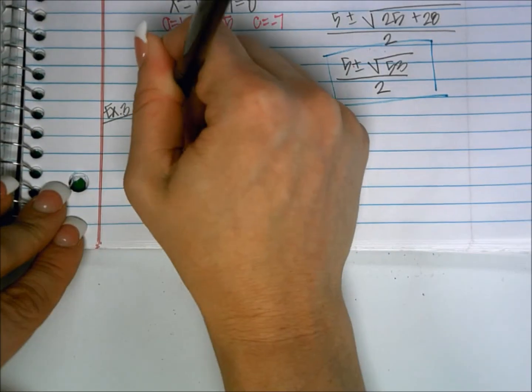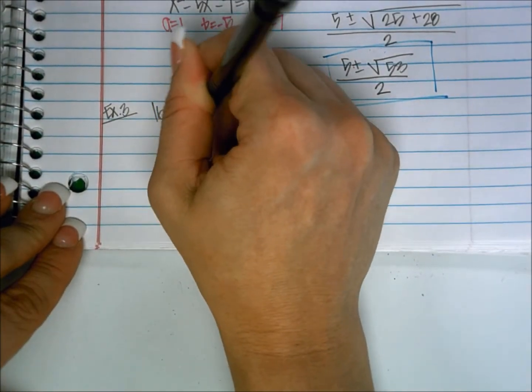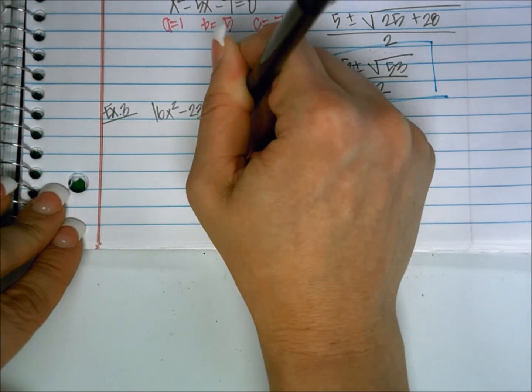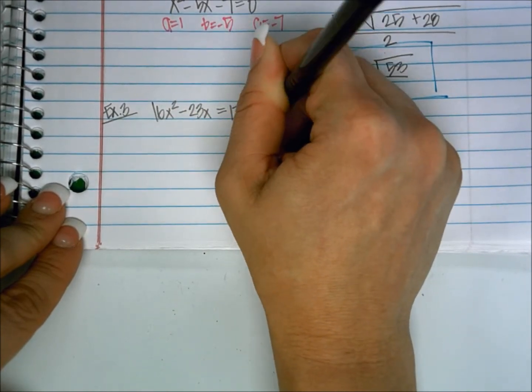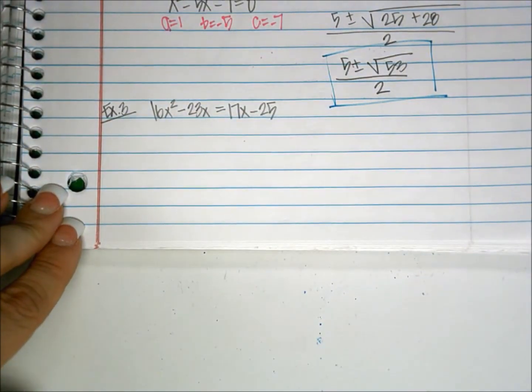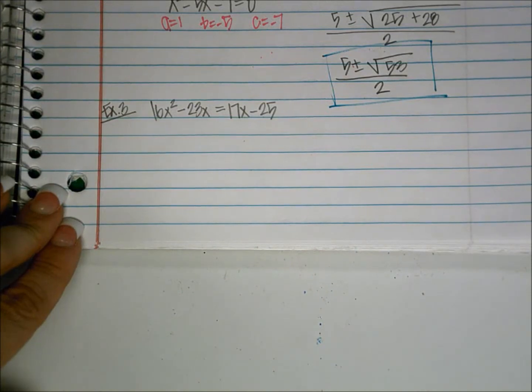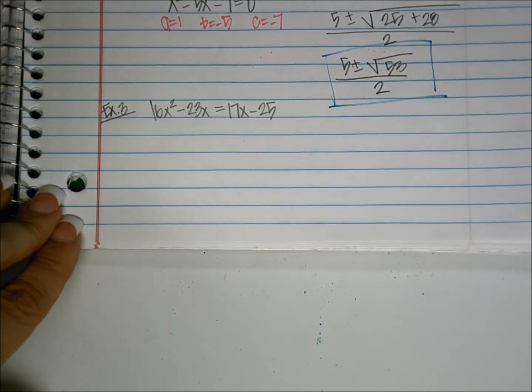16x squared minus 23x equals 17x minus 25. So, where do you think we start? Maddie? We will get them all on one side.